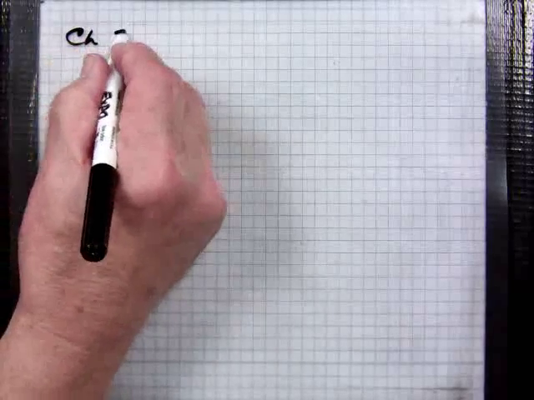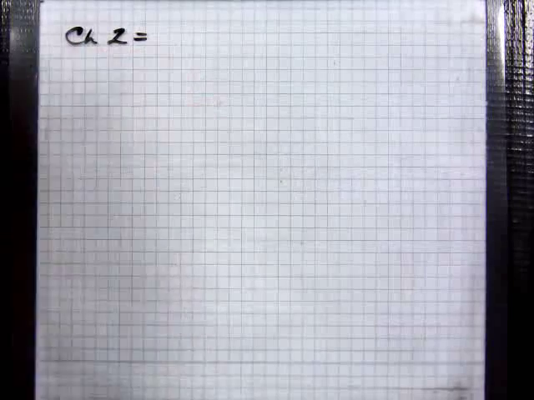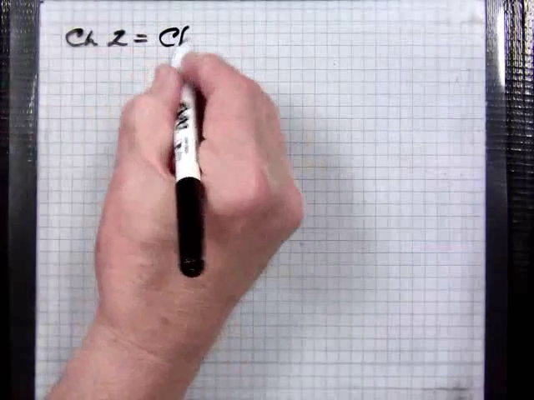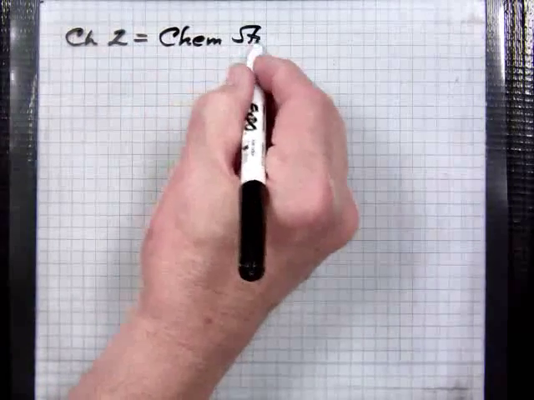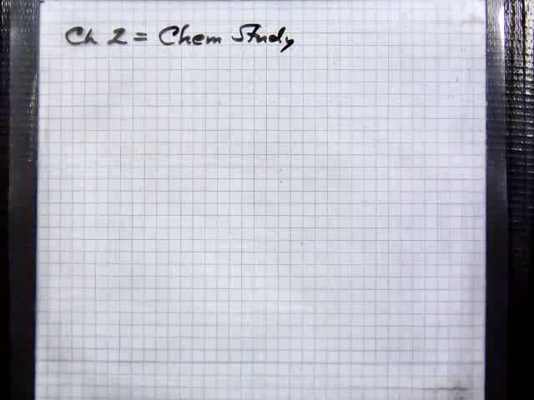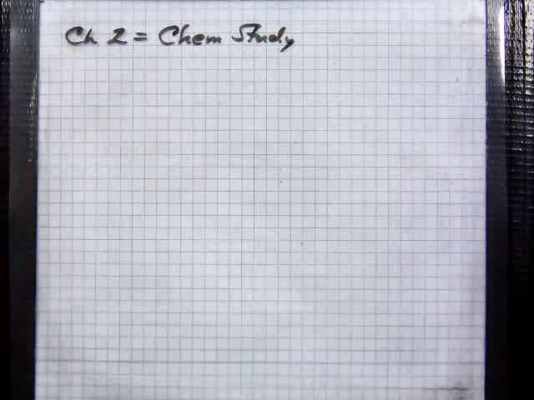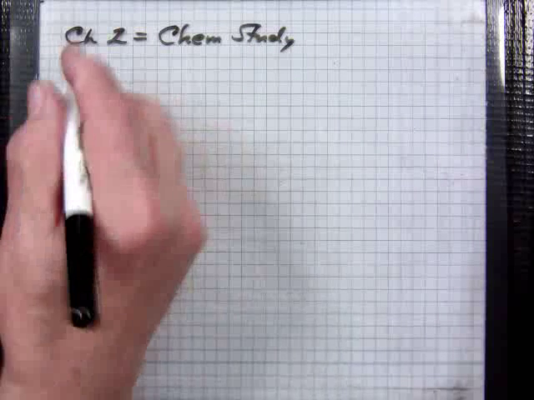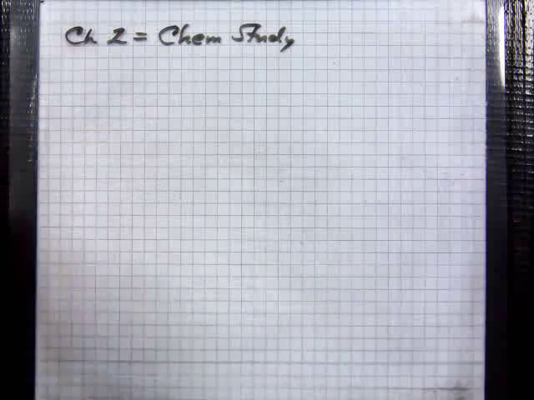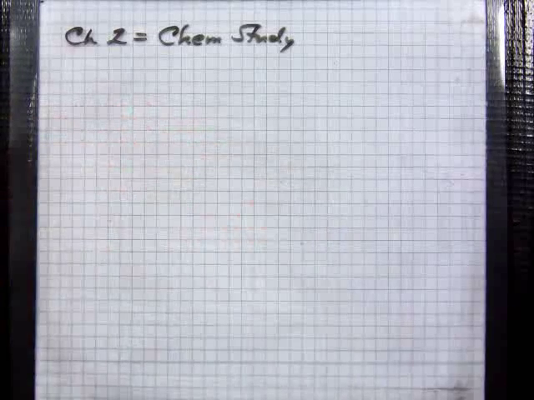Continuation of Chapter 2, I call it Chem Study, the organization of the course. Now, the course itself is based upon Dalton's atomic theory. And when we look at Dalton's atomic theory, we find the following sequence.